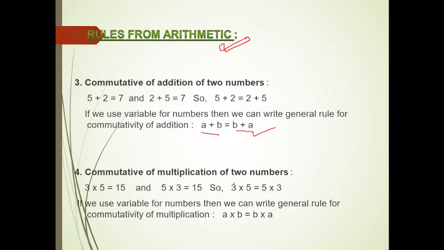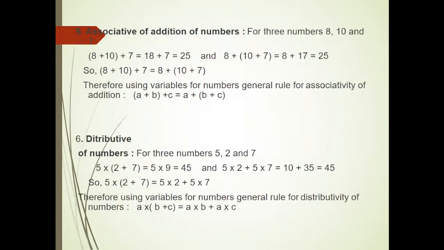Now the commutative property of multiplication. We know that 5 into 3 and 3 into 5 give 15 only. Similarly, we generalize this as a into b and b into a. Let us see the next one.